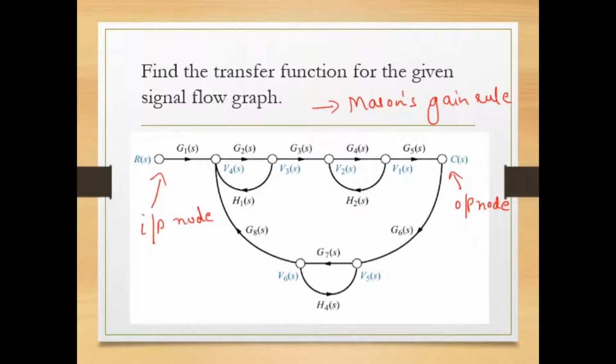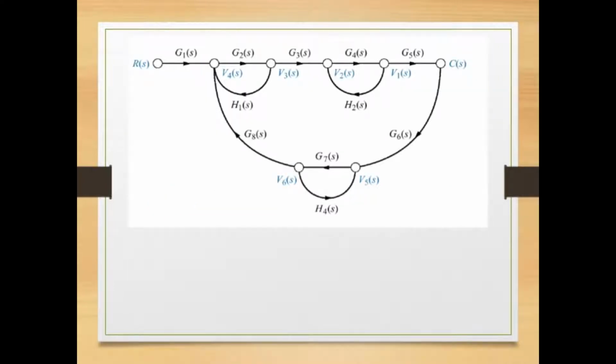According to Mason's gain formula, the transfer function T is given by 1 by delta summation K Pk delta K, where K is the number of forward paths. So first we have to find the forward paths, the loops, and the non-touching loops, and after that we substitute in this formula to obtain the transfer function. So first thing is we have to find the forward path.